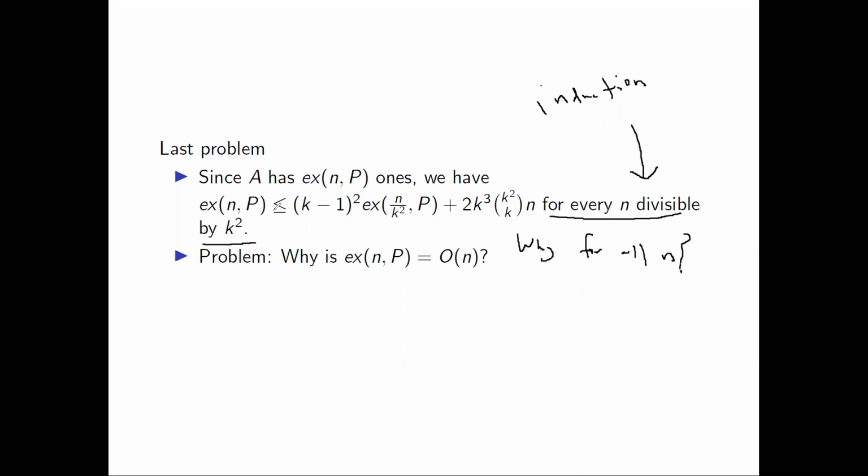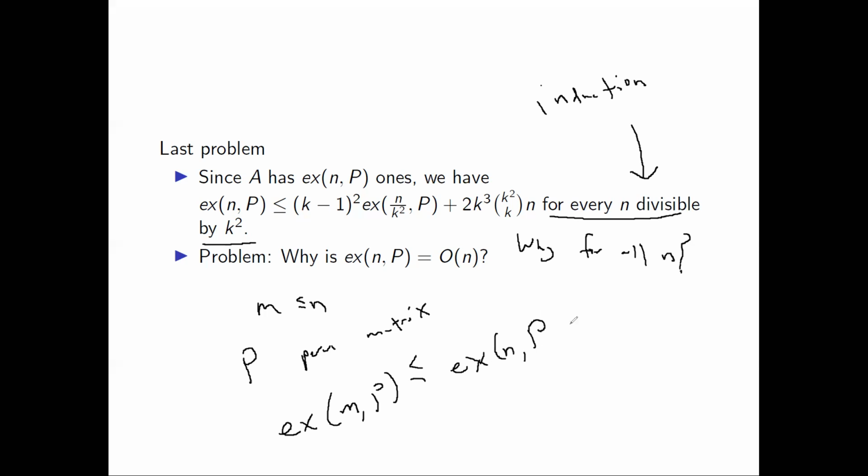And if you do use that way, there was a result we talked about in one of the earlier zero-one matrix videos. So if M is less than or equal to N, P is a permutation matrix, then we can say ex(M, P) is less than or equal to ex(N, P). So we proved that in an earlier video. That might be useful for this. It depends with how you prove it. So you prove it some ways, you might want to use that. If you prove it other ways, you might not need to use that.